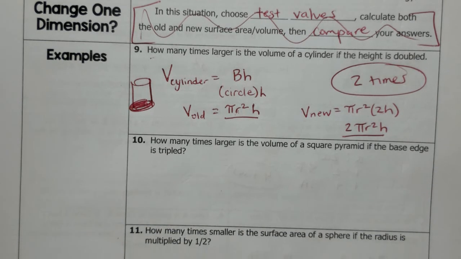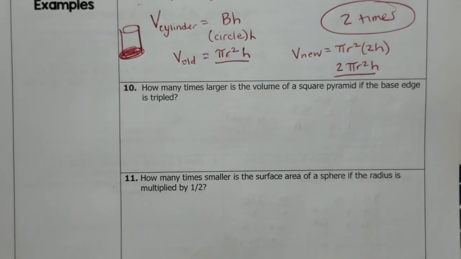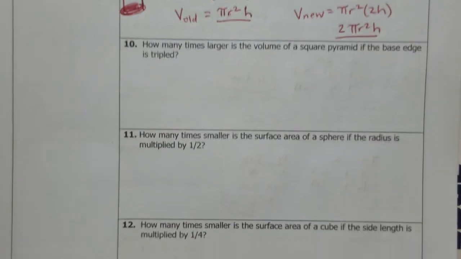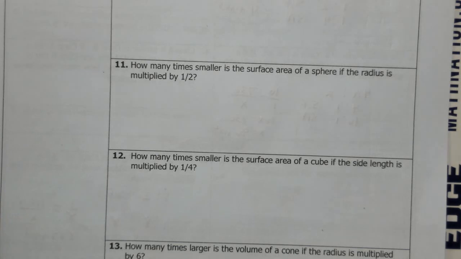So let's just do one more of those together. I'm looking at the computer to see, how many times smaller is the surface area of a cube. Okay, so let's do number 12. How many times smaller is the surface area of a cube if the side length is multiplied by 4?